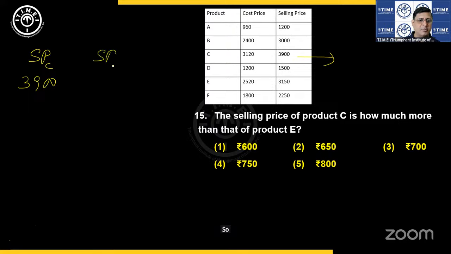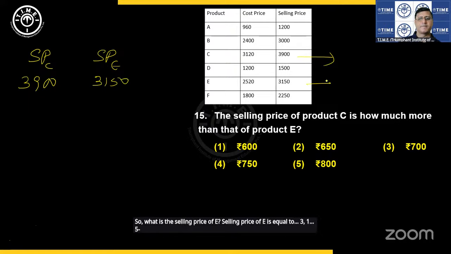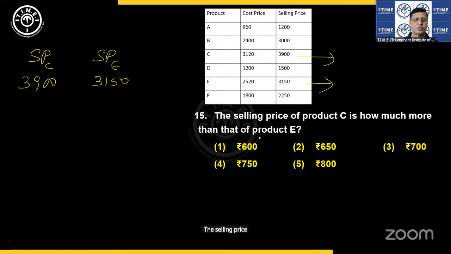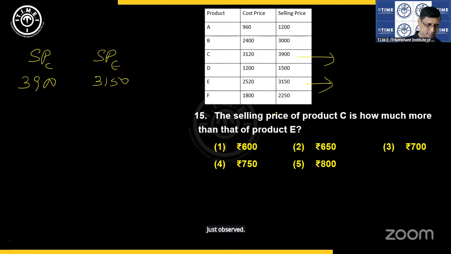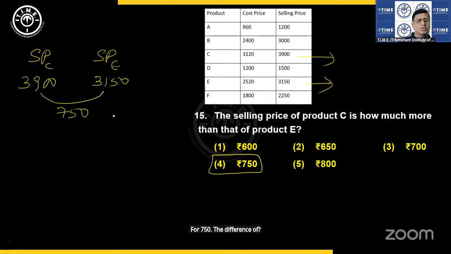So what is the selling price of E? Selling price of E is equal to 3,150. The selling price of product C is how much more than that of product E. Now, how much it is more? Just observe. What is the right choice? Option number 4, 750. The difference of 3,900 and 3,150.